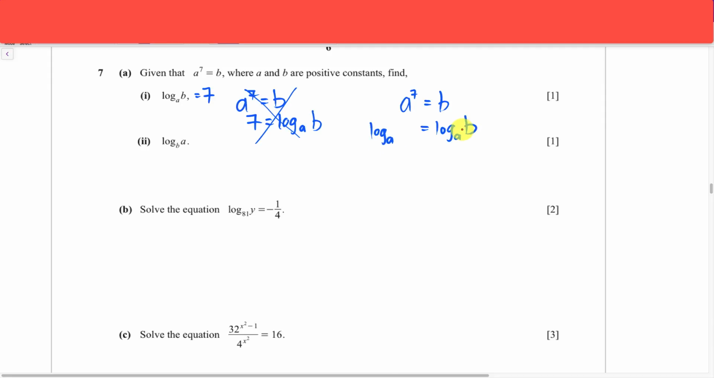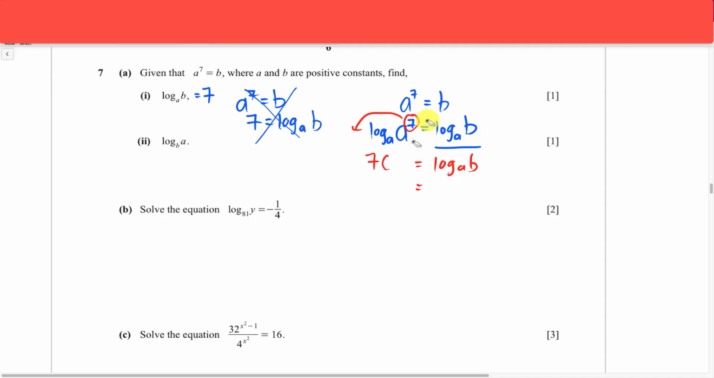So here will be log_a of a to the power of 7. Then now I can get log_a b, right? And the log rule tells us that the power can move in front, so we actually get 7 times log_a a, which equals 1. Then you still get the same answer. 7 multiplied by 1 is still 7. So you will get 7. This is another way, and maybe this method will be easier for some students if you don't remember the first way.